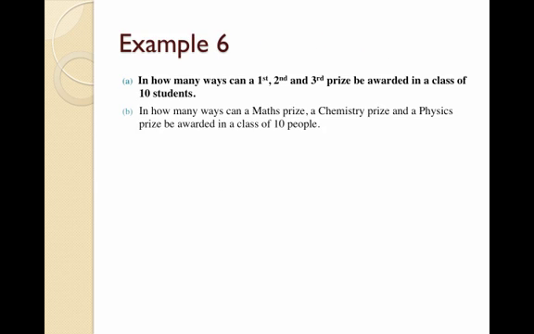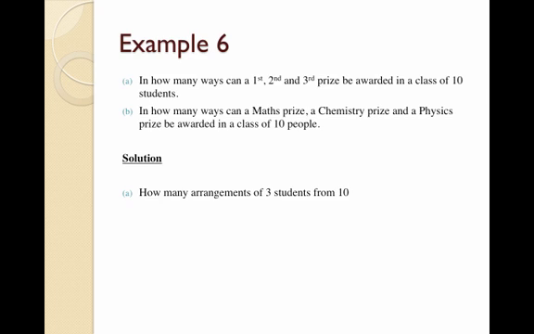Let's look at example 6. In how many ways can first, second and third be awarded from a class of 10? And how many ways can a math prize, a chemistry prize and a physics prize be awarded in a class of 10? They look similar, but we'll look at the language differences in just a moment. Let's look at question A.